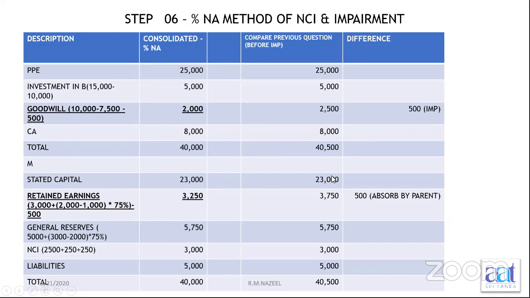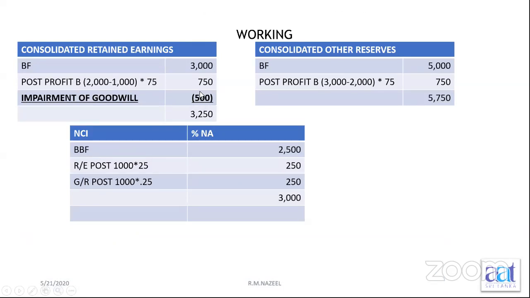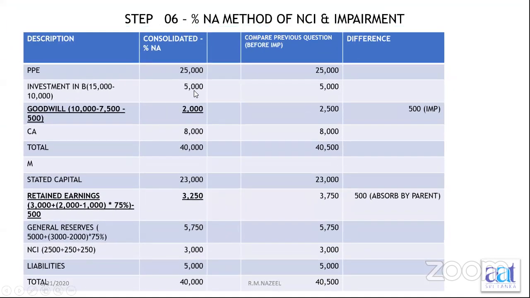Current asset is same, stated capital is same. See the retained earning. Before the impairment 3,750, after the impairment 3,250. See, 3,000, 1,000, 75% minus 500. I want you to understand this 500. What is the double entry? Goodwill credit, retained earning of parent debit, right? So you can see the difference. I have credited the goodwill, debited the consolidated retained earnings, so that the balance will be line by line. So once you get the goodwill impairment, credit the goodwill, debit consolidated. So under the percentage net asset method, the goodwill impairment is only applicable to the parent. The double entry is credit goodwill, debit the consolidated retained earnings.